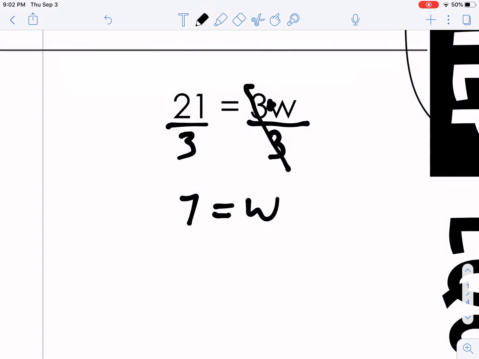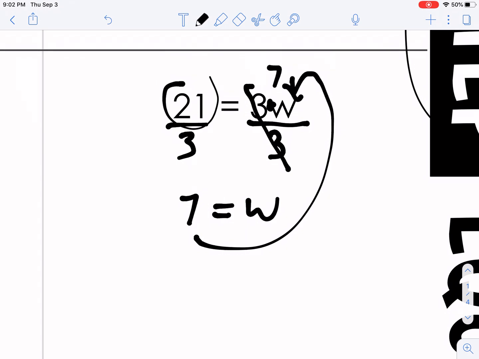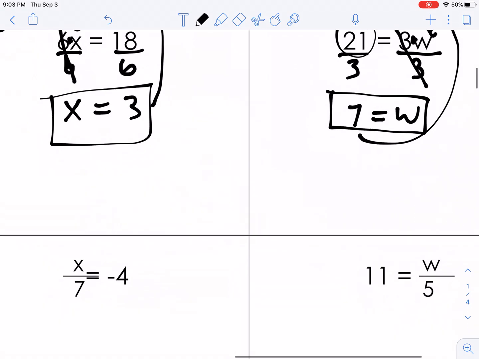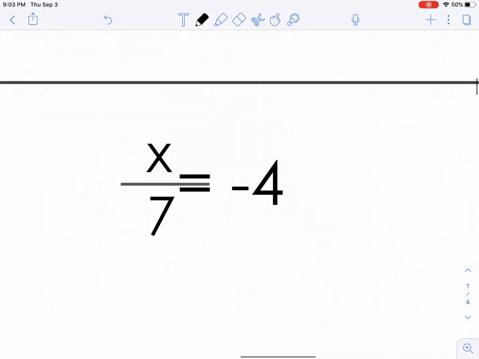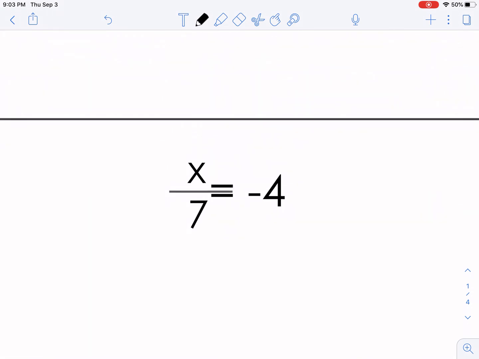Well, check it to see if this is right. If I plug 7 back in, what's 3 times 7? 21. So we are correct, and 7 equals w is our answer. Okay, last two examples here. Now I'm starting out with a fraction, which implies division. And I have x over 7 equals a negative 4.